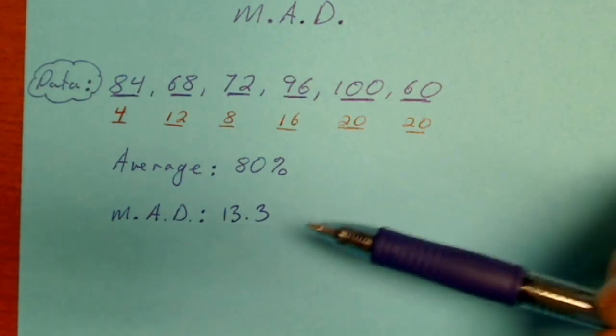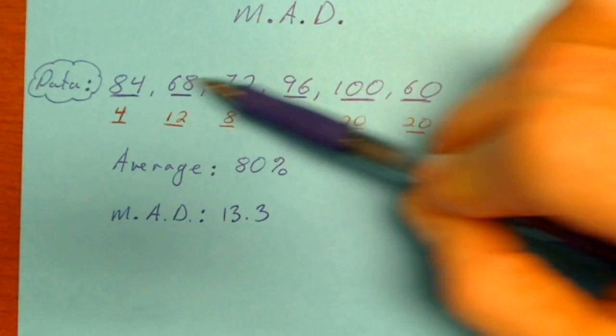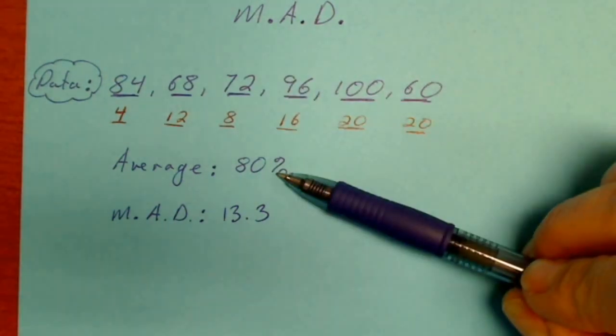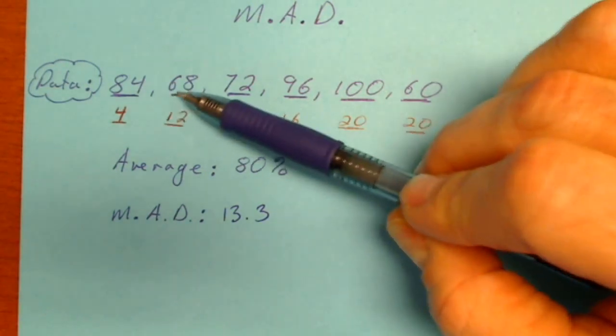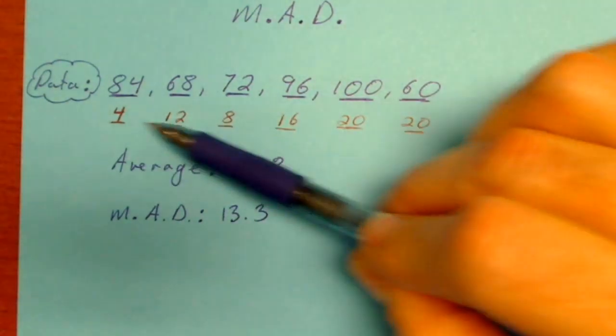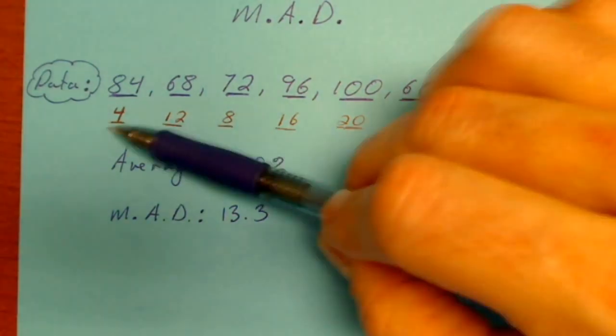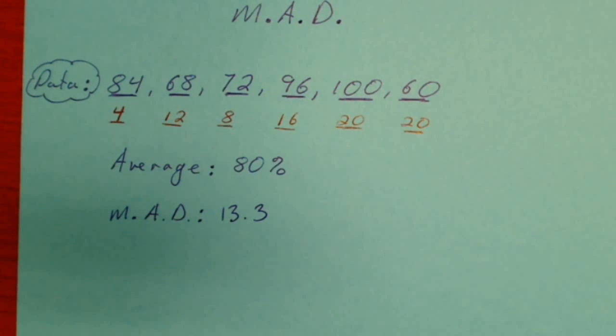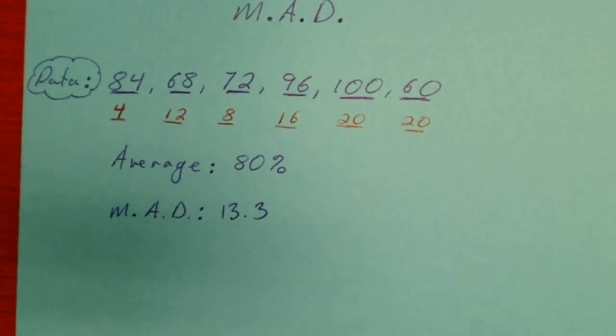So once again, what do you do? You take all your original data set, you add them up, and you divide by however many there are so you can find the average. Then you subtract each data point from the average so you can get the difference, and then you average those numbers. When you average these numbers, that will give you the mean absolute deviation, and that is mean absolute deviation. And the reason I put M.A.D. is that's obviously the abbreviation for it.